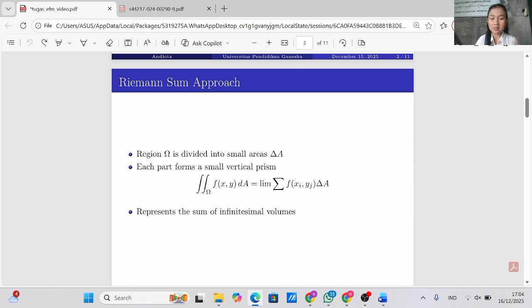We have the double integral over omega of the function f(x, y) dA equal to the limit of the sum of the function f(xi, yj) delta A. When we add all these tiny volumes together, we get an approximation of the total volume. And as this area becomes smaller and smaller, the approximation becomes more accurate. So basically, a double integral represents the sum of infinitely small volumes.